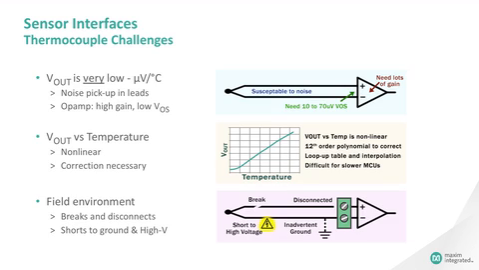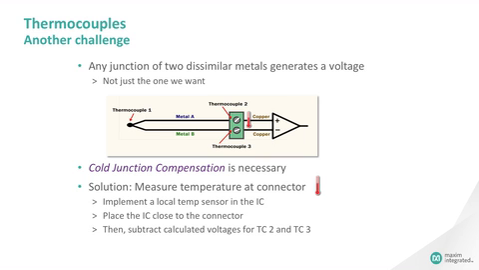Although not always the case, thermocouples are often used in uncontrolled and sometimes hostile environments, such as factories or remote field locations. They can be connected by long cables which are exposed to vibration and the potential for accidents such as broken or disconnected cables and shorts to ground or high voltages. The measuring circuit must be able to reject noise, detect broken wires, and protect against shorts to high voltages.